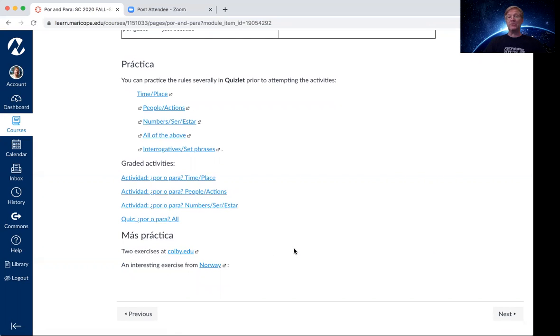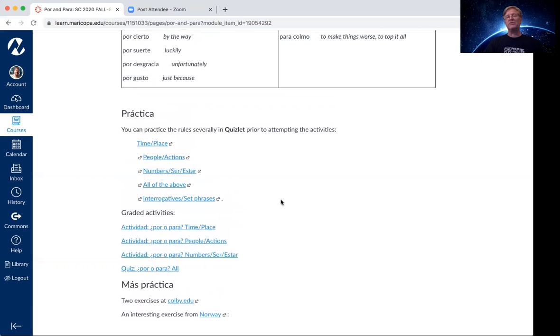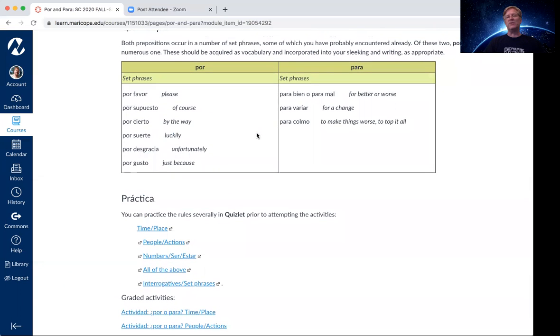It is complicated, so do spend some time, make your own diagrams, make your own study guide or flashcards, and make sure you practice this. It's something that comes up often. Students often make mistakes, even into second and third year language studies. They make mistakes with por and para. So it's important to get a really good grasp and to get a solid foundation on these two concepts from the beginning, which is what we're presenting here.